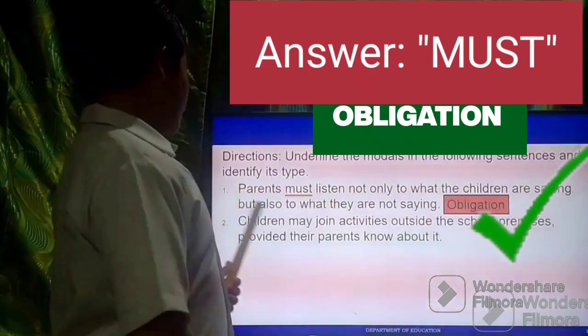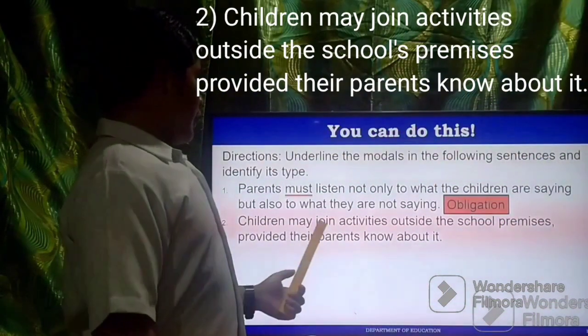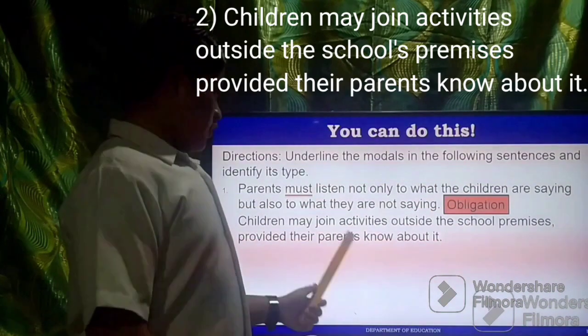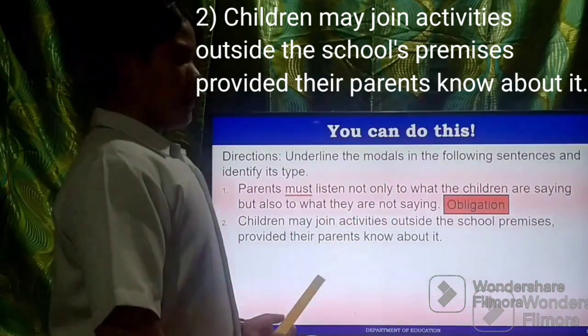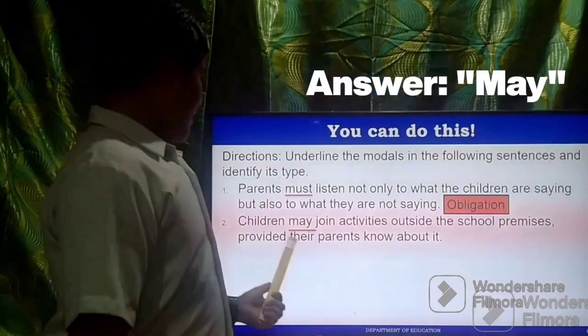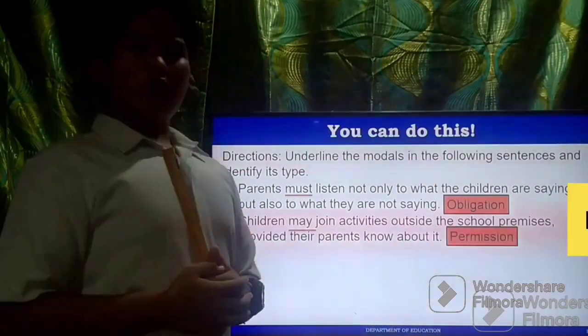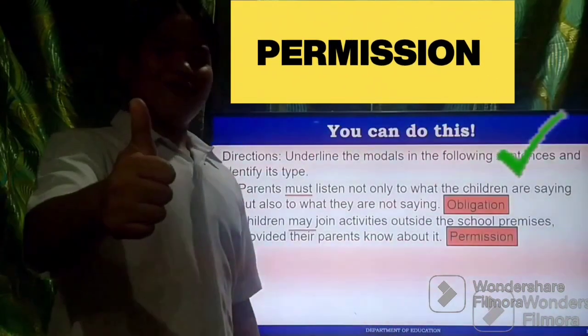Let us now answer sentence number 2. Children may join activities outside the school premises, provided their parents know about it. What do you think is the modal in this sentence? If your answer is may, you are correct. And what do you think is the type of this modal? If your answer is permission, you are correct.